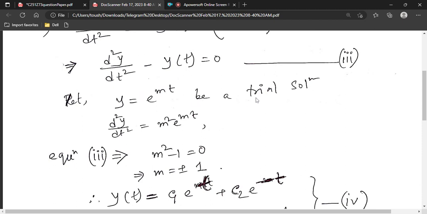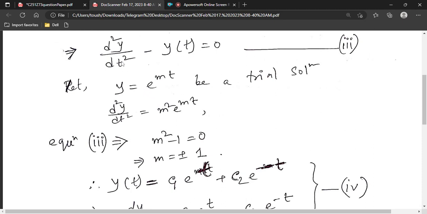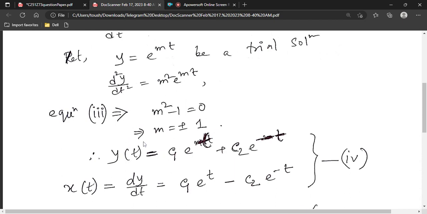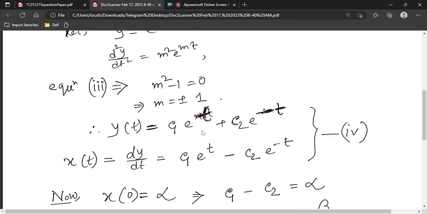You know how to take a trial solution. You take y equal to e^(mt), then just put it here. If y = e^(mt), then d²y/dt² will be m² e^(mt). Then you will get the auxiliary roots m = ±1, and you will get y(t) equal to c1 e^t + c2 e^(-t), right?